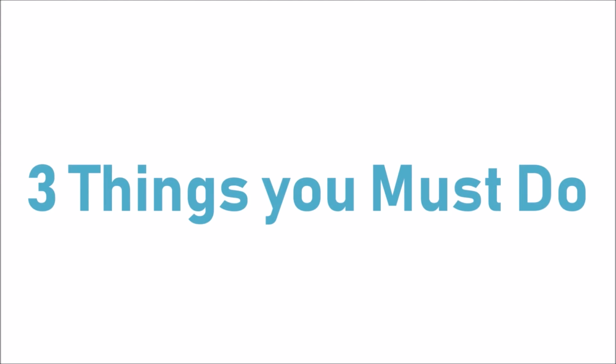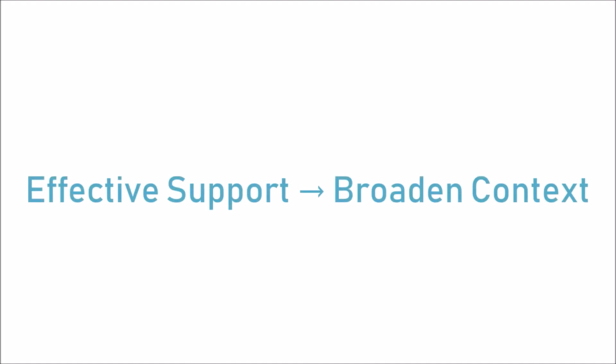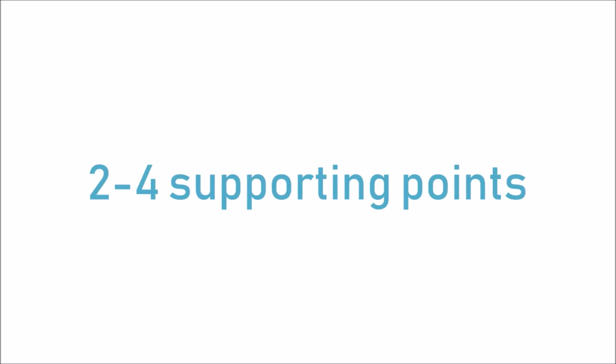So let's get started. There are three main things you have to do to get a 6 out of 6 on the development and support category of the ACT writing rubric. The first is that in your essay, you develop your ideas with effective support that broadens the context of the essay. This is pretty simple, and it basically means that after you make your claim, you need to develop your ideas, which usually comes in the form of 2 to 4 diverse reasons as to why your claim is right.